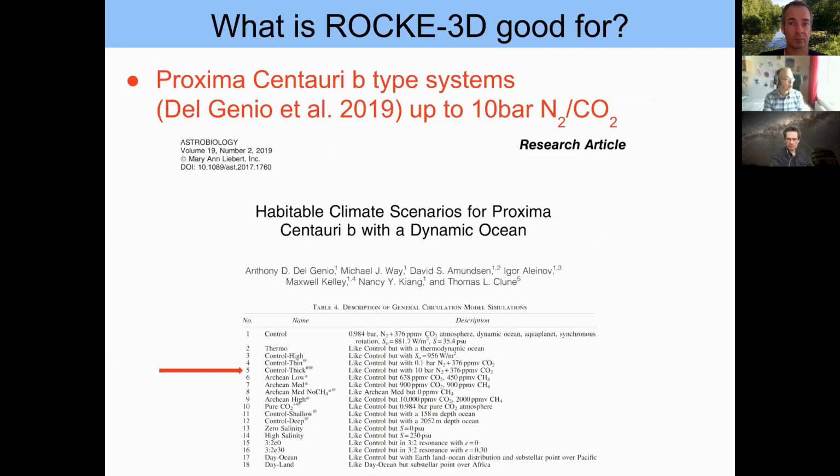This is one of our more popular works. This is the Proxima Centauri b system, led by Tony Del Genio, where we did a lot of 1-bar type atmosphere aquaplanet simulations, all the way up to 10-bar N2 and CO2 dominated atmospheres. In this case, CO2 dominated 10-bar atmospheres, as you can see in the table that we include from the paper, Table 4.